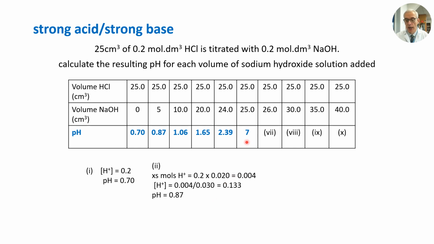Now, when we've got complete neutralization, the concentration of H+ ions is due entirely to the dissociation of water. So we're assuming, although I haven't stated it, that we are at 25 Celsius. So the pH at complete neutralization would be 7.